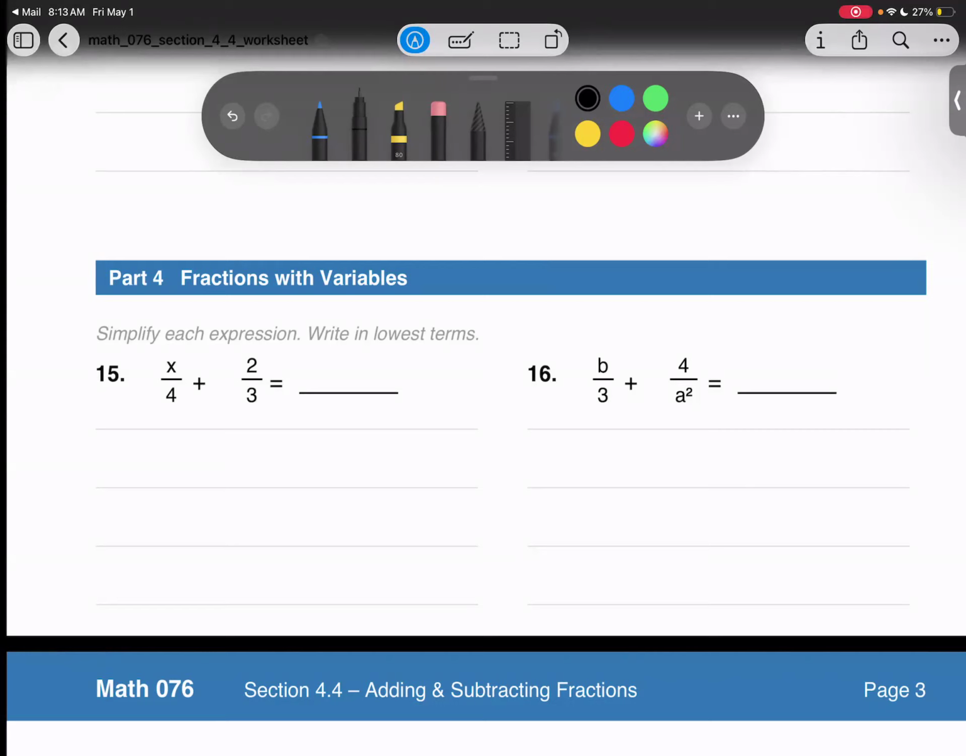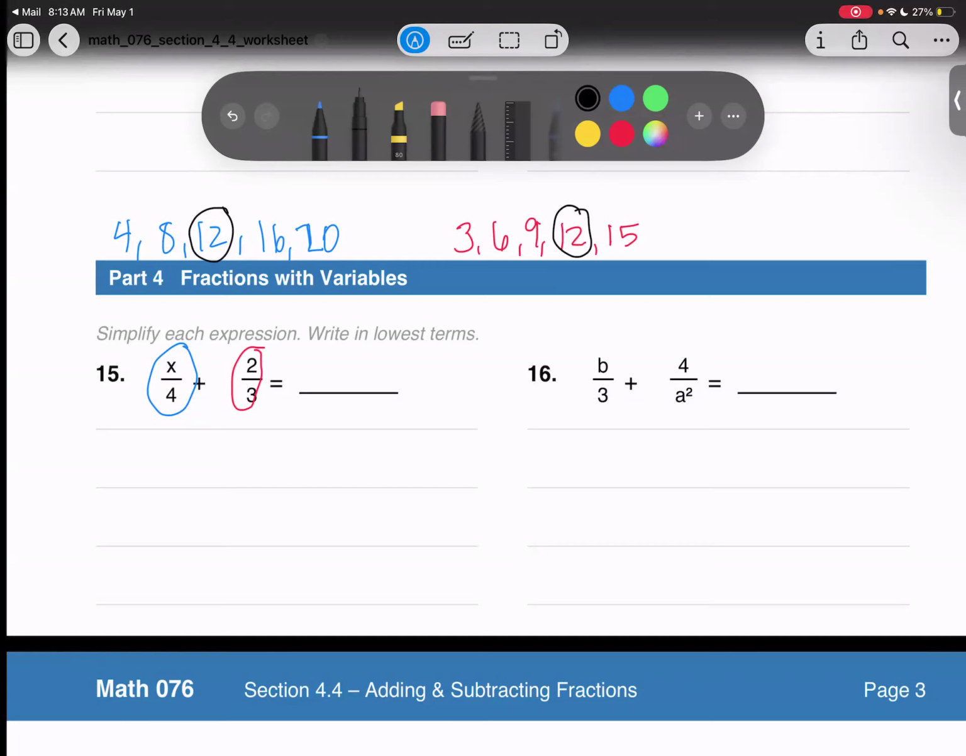So first thing I'm going to do is I'm going to look at my multiples of 4. I've got 4, 8, 12, 16, 20. Okay, let's see if we can find anything in common with 3. 3, 6, 9, 12, 15. Let's see if we have anything in common. Oh, I noticed they both have a 12. Okay, so that is my least common denominator.